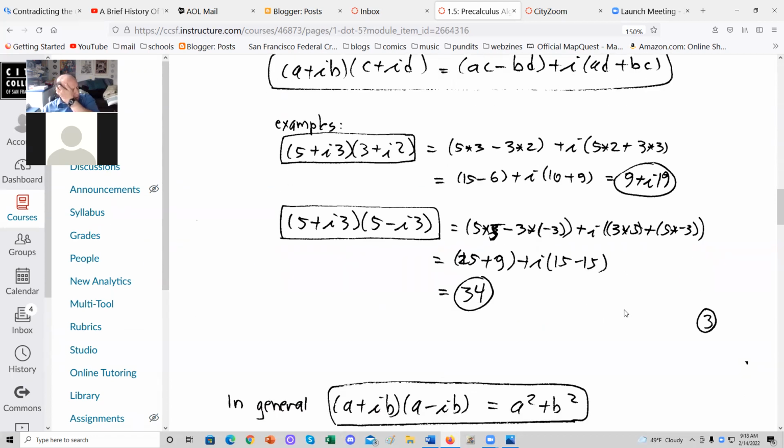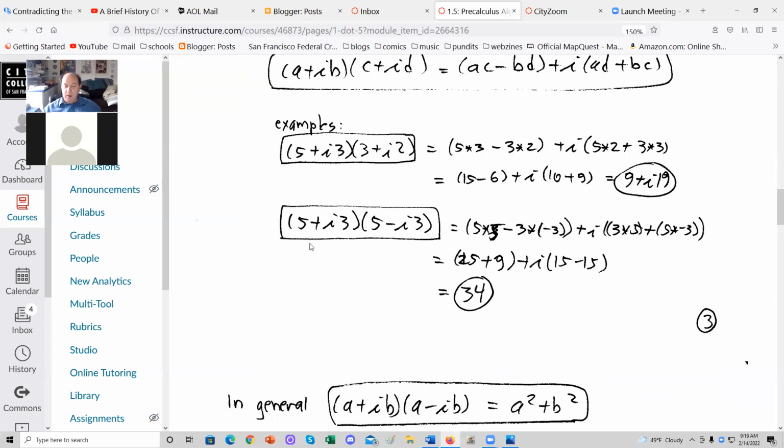Here's a cute one. 5 plus i3 times 5 minus i3. So you have a plus and a minus on the imaginary parts. Some cancellation will occur. Okay, first is 5 times 5, minus bd is, here's a minus 3 times a minus i squared, so minus 3. And here, i times 3 times 5 goes here.